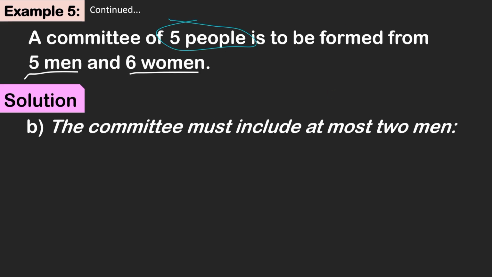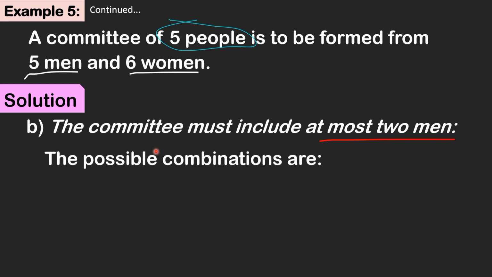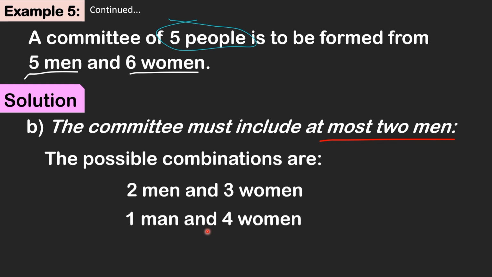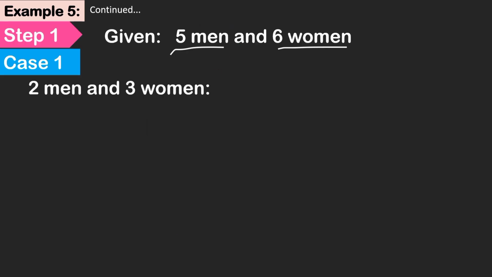In letter B, the constraint is the committee must include at most 2 men. The possible combinations are 2 men and 3 women, 1 man and 4 women, and 0 men and 5 women. Step 1, let's calculate each case.